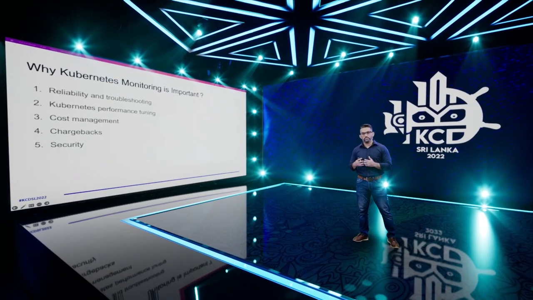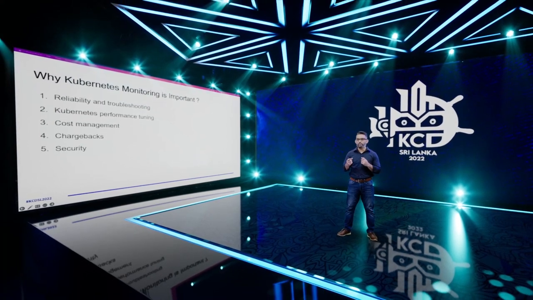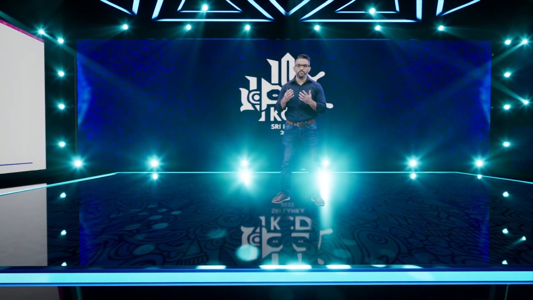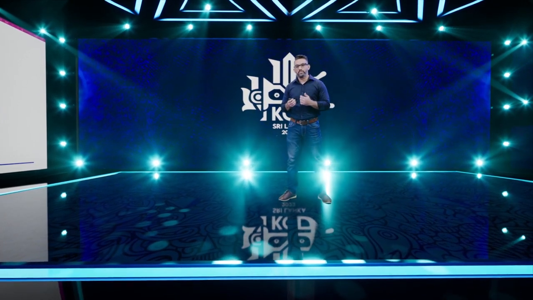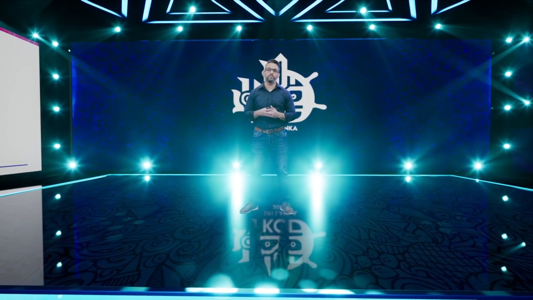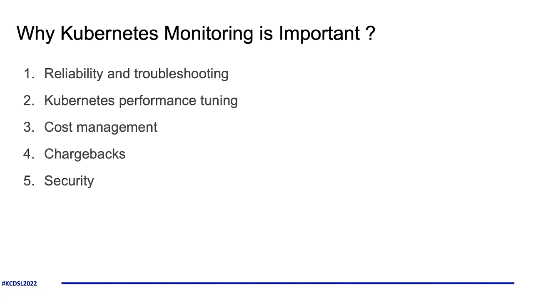Okay, let's see why this monitoring is so important. In cloud native or microservices, apps are very complex and you've got a lot of moving parts. When an issue occurs, it's very difficult to pinpoint and identify the issue. So monitoring is important for reliability as well as troubleshooting. Secondly, knowing your infrastructure will help you to optimize your hardware. Thirdly, if you are using a public cloud infrastructure, cost will play a major role. So having insights into the Kubernetes environment will help you to reduce cloud spending. In some instances, you may be using Kubernetes in a multi-tenanted way, providing it to your internal customers. In that case, having insights will help you to charge back or show back to your internal customers.